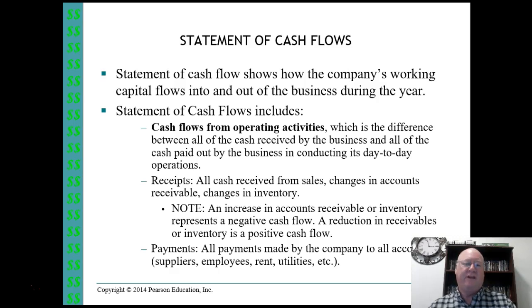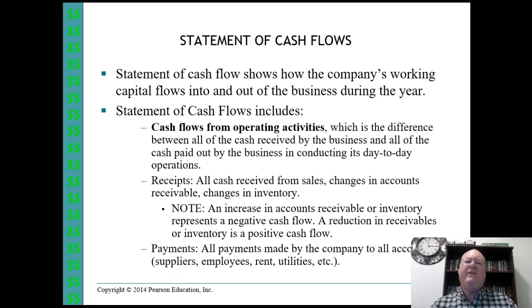and changes in inventory. So let me just briefly talk about this just so that you can understand this conceptually. Your slide here obviously says an increase in accounts receivable or inventory represents a negative cash flow. A reduction in receivables or inventory is a positive cash flow. And let me just explain that. Just step back and think about this conceptually.